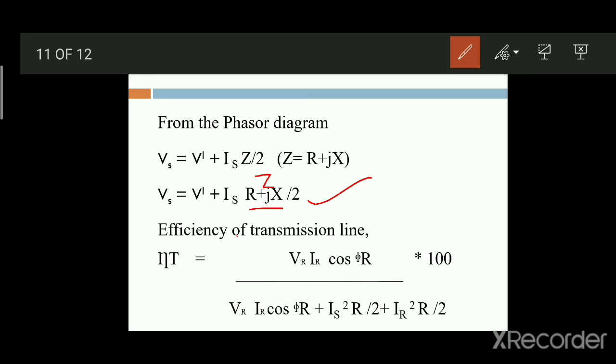Okay, in the coming class we will solve problems related to the nominal T method, or the middle condenser method. After that we will discuss the last type of method, that is the nominal pi method.